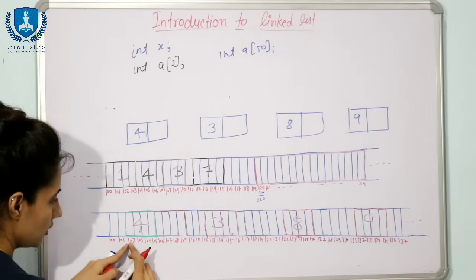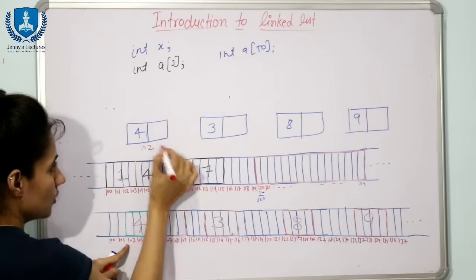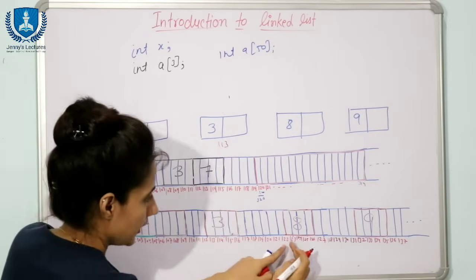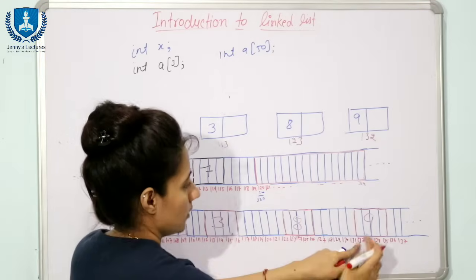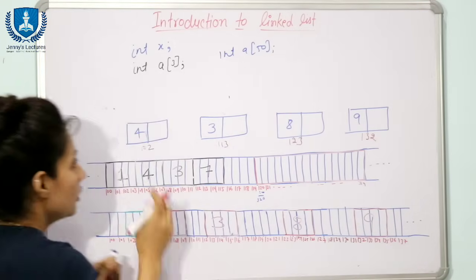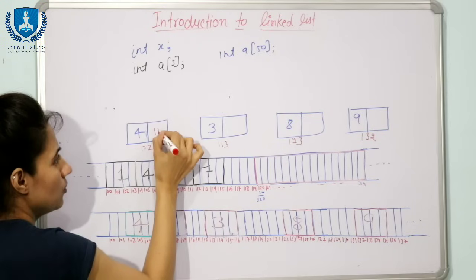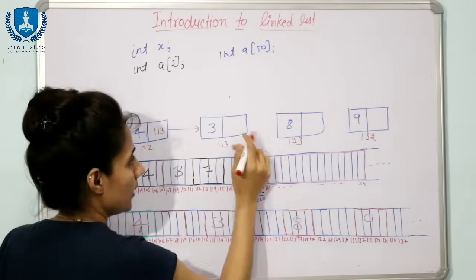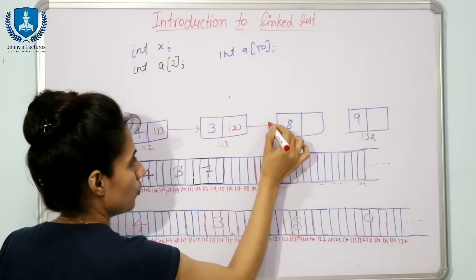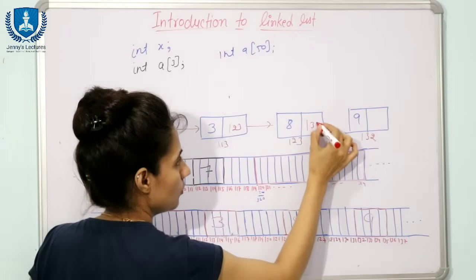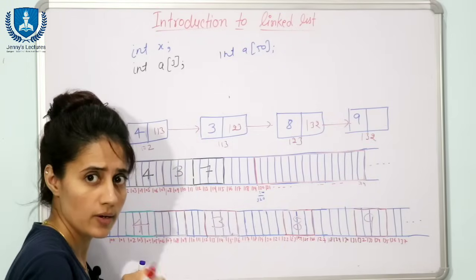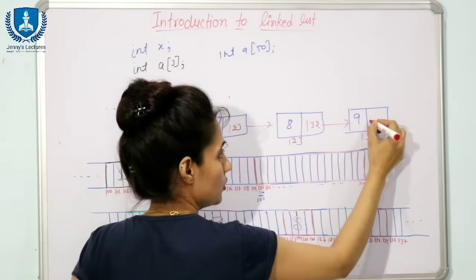See, suppose the address of this is 102. For 3 the address we have started from is 113. For 8 we have started from 123. And the address of this is 132. So here with this 4, 113 would be stored. So this will point to the next node. Here 123 would be stored, so this will point to this node, and here 132 will be stored, this will point to this node. And suppose this is the last node in the list, so here null would be stored.